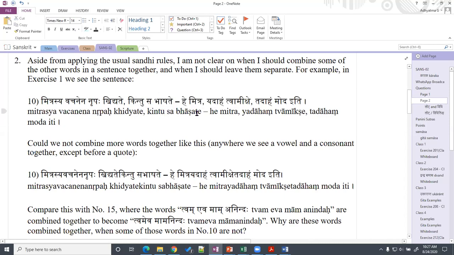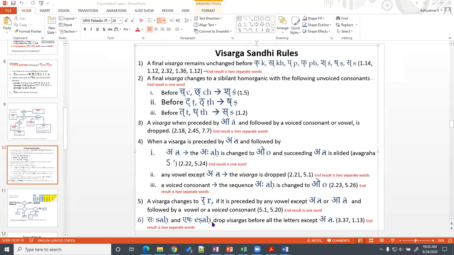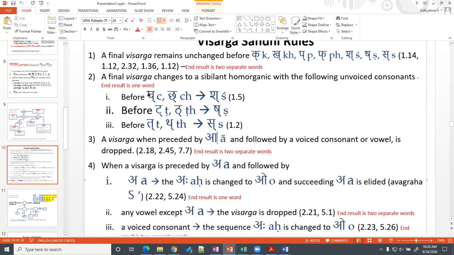So if it's ending in a vowel, it will not combine with the following word. They will remain separate, unless sandhi rules say otherwise. So sandhi rules are here which tell you whether there will be one word or two words. Here in the visarga sandhi, the end result is two separate words. In other cases the end result is one word. So we have these rules already fixed here.